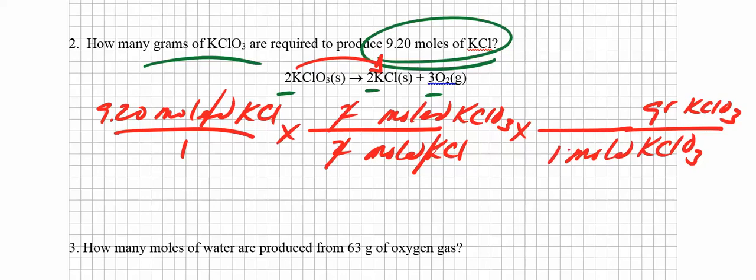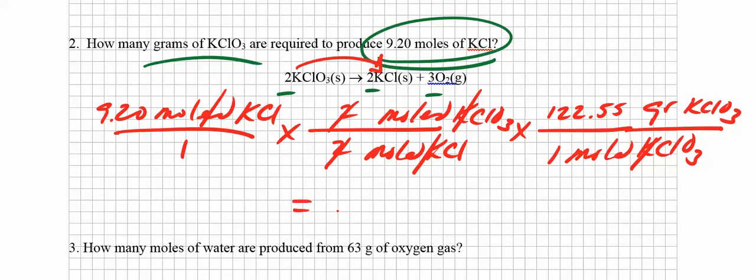Well, I'll just go to my periodic table and add up potassium plus chlorine plus 3 oxygens, and the value that I get is 122.55 grams per mole. Check me on that. This unit and this unit will cancel and leave me with grams of KClO3. That's what I'm looking for.